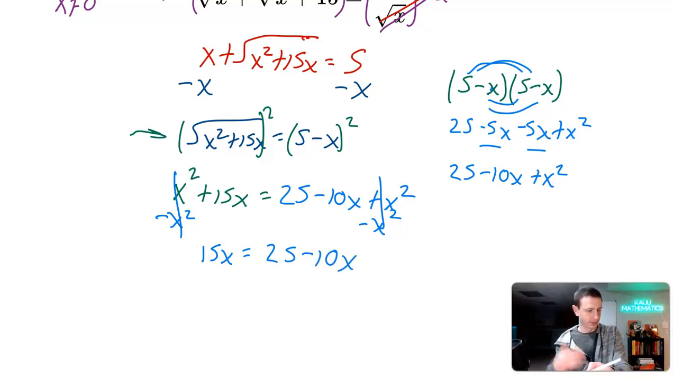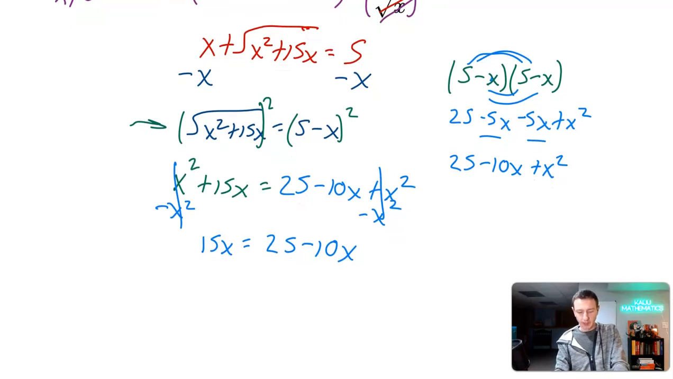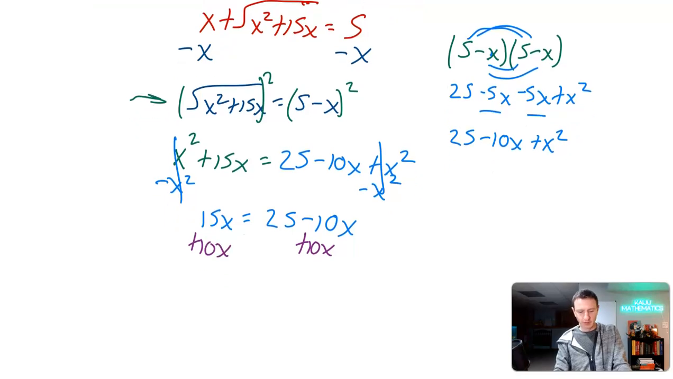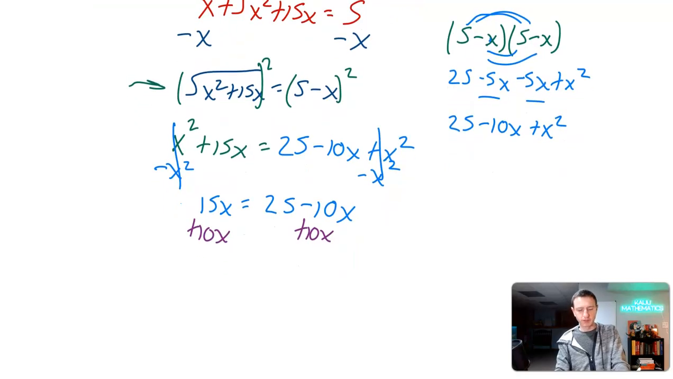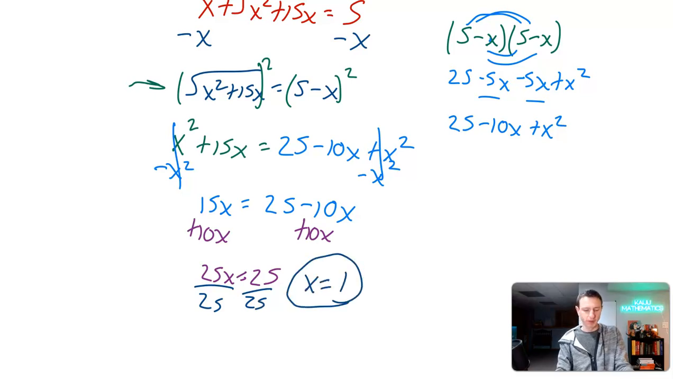Next, we'd want to just keep solving. So just solving an equation here. I'm going to add 10x over to both sides. So I'd have 15x plus 10x, which is 25x, equals 25. And then we divide by 25. x equals 1. 25 divided by 25 is 1. So we get x equals 1.